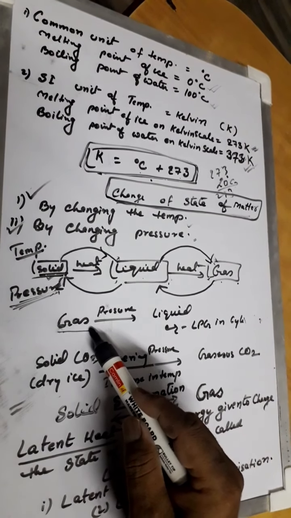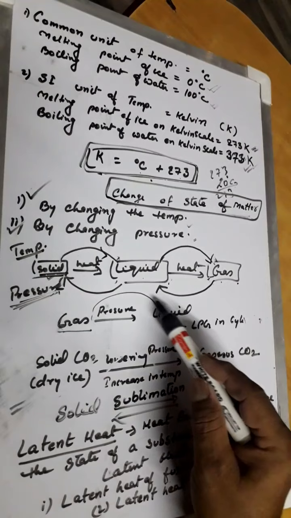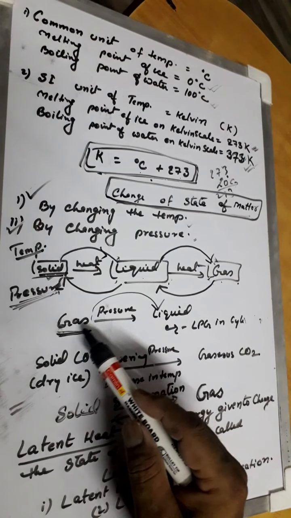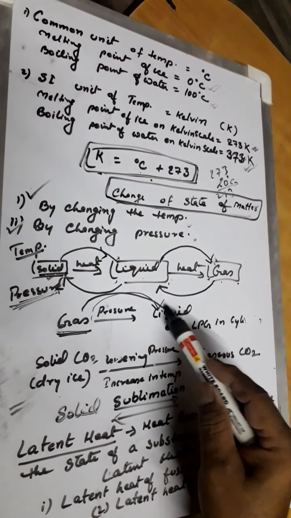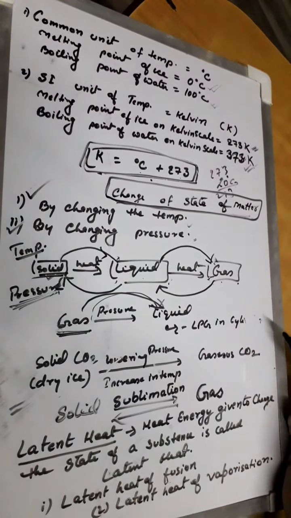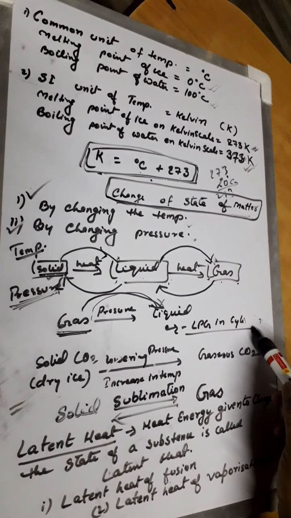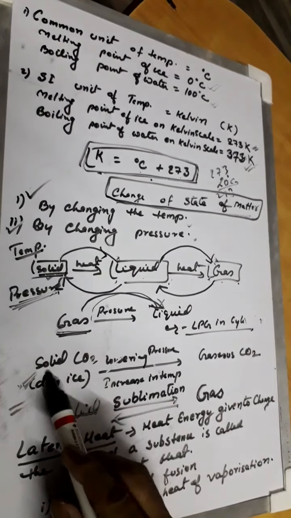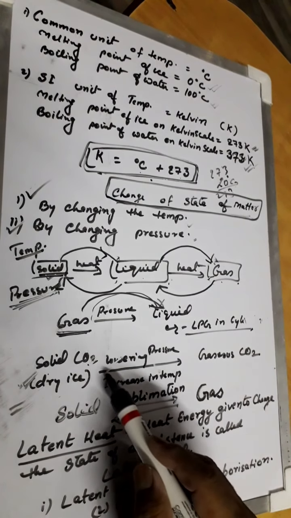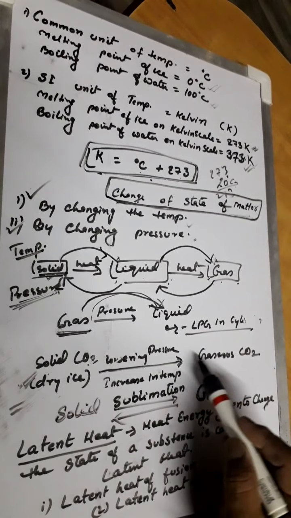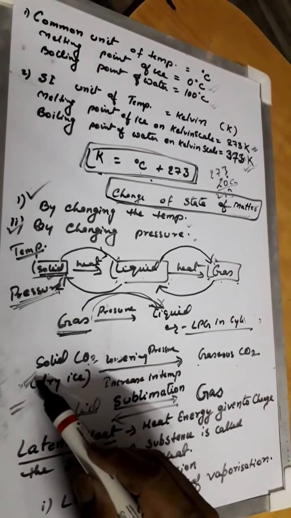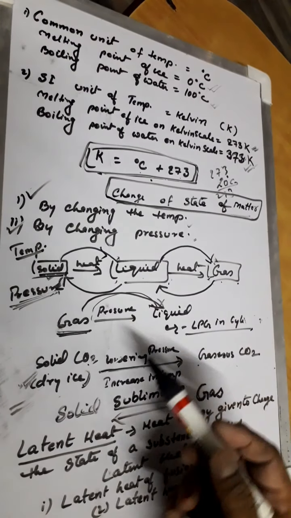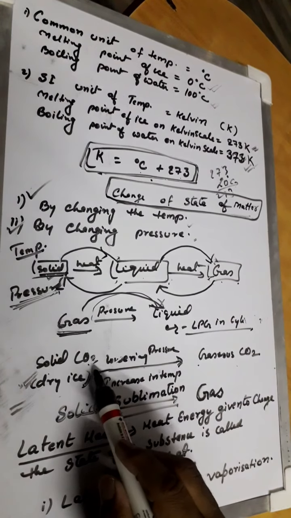If we apply pressure to a gas, it can be converted into liquid. As we have LPG in our cylinder, the gas has been liquefied and filled in the cylinder. Now, if we talk about dry ice, that is solid carbon dioxide, it can be converted into the gaseous state if the temperature is increased to normal room temperature and pressure is decreased.